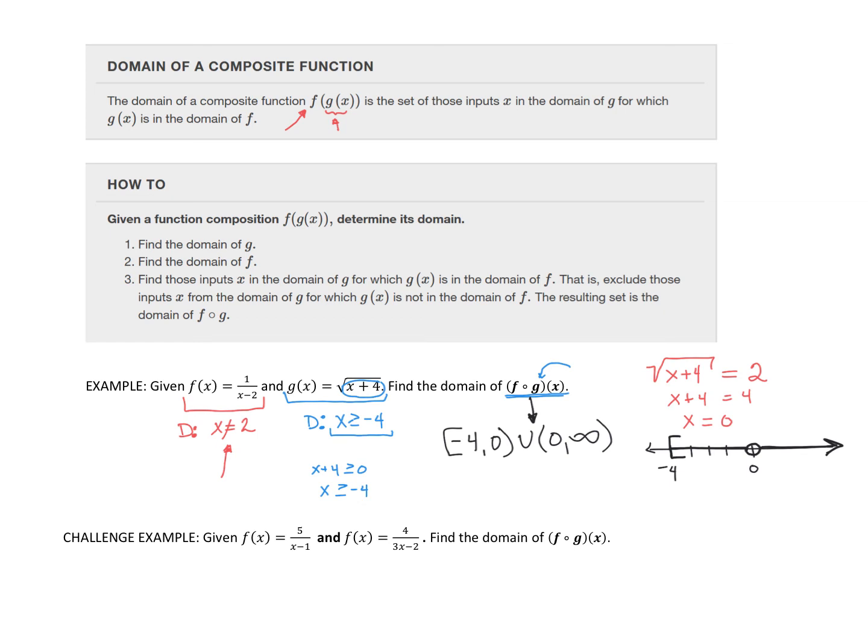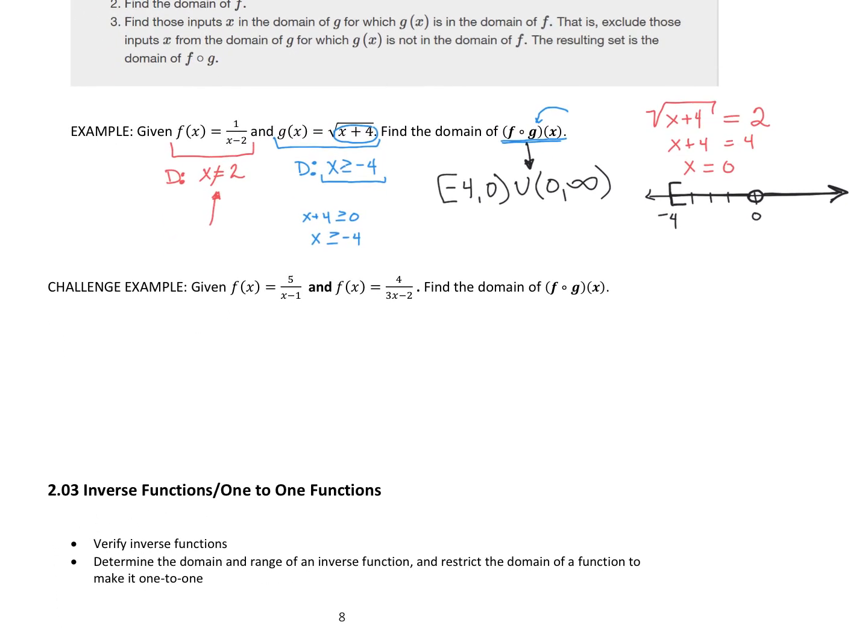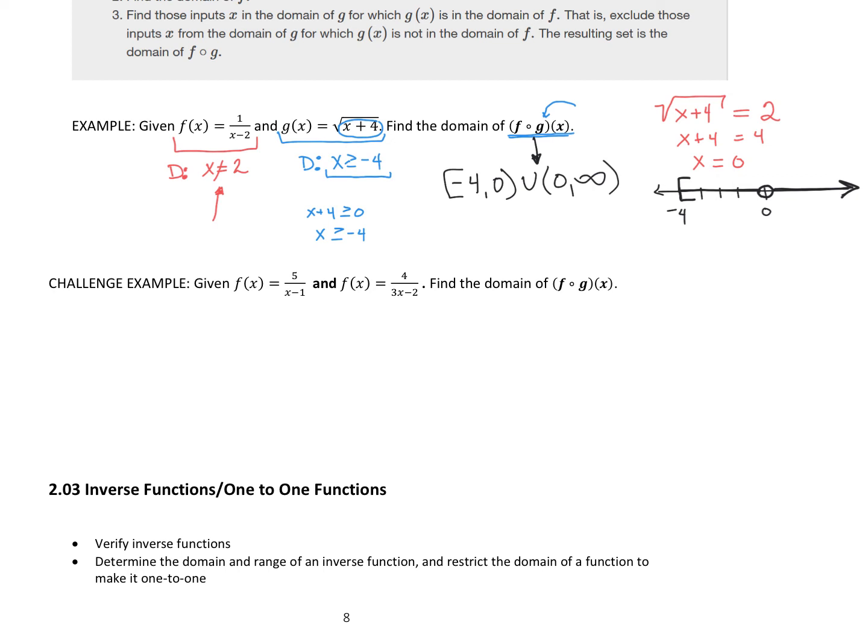Let's take a look at another example. For this example, the domain of f is that x cannot be 1, because plugging in a 1 would make that denominator 0. This should be a g of x here, I think. And the domain of g would be 3x minus 2 cannot be 0. So x cannot be 2/3.